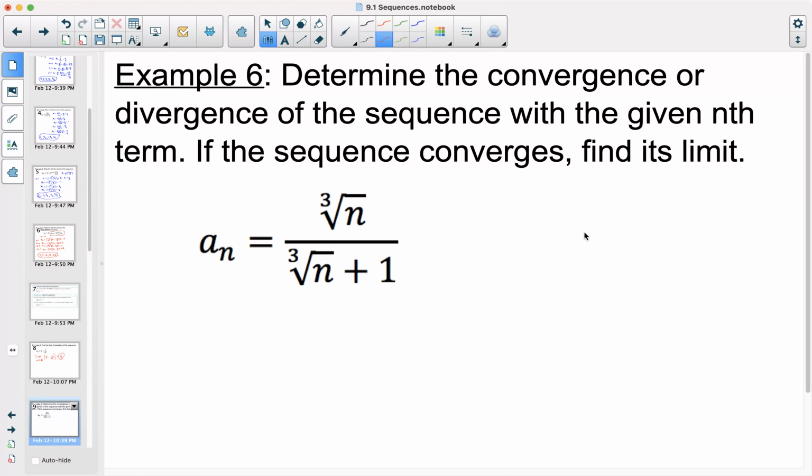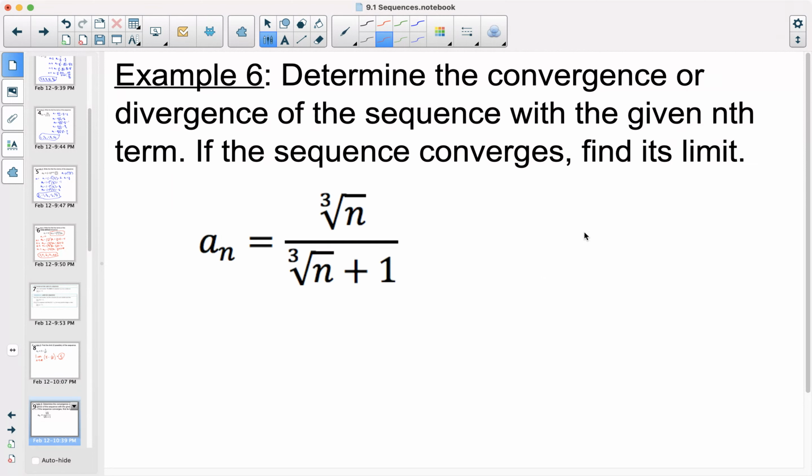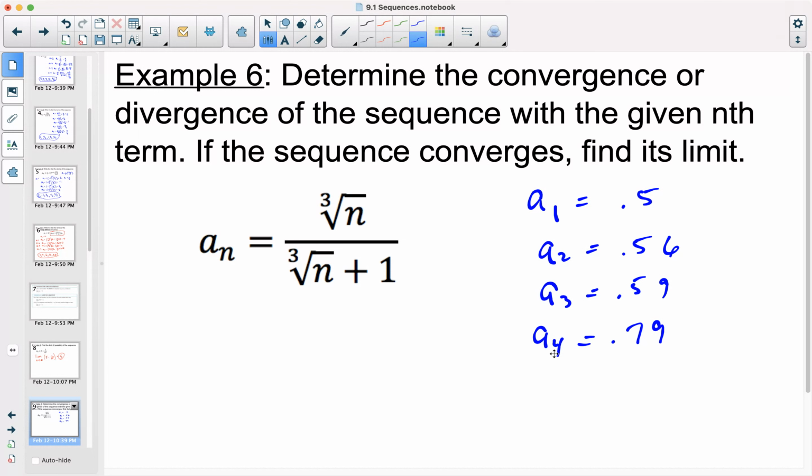So what I like to do, the last one was pretty quick and easy to find a limit. I didn't need to do much work, but look at it and see, yeah, it's the limit, so the final term of this sequence is going to approach 5. On this one, it's a little more difficult. So what I like to do when I'm finding the limit of a sequence, I like to start by testing out some terms. So the first term, if I plug in 1, I'm going to get 0.5. If I find the second term, that's 0.56. If I find the third term, that's 0.59. If I find the fourth term, that's 0.79. Nope, not the fourth term. That's not what I meant. I meant the 50th term is what I meant.